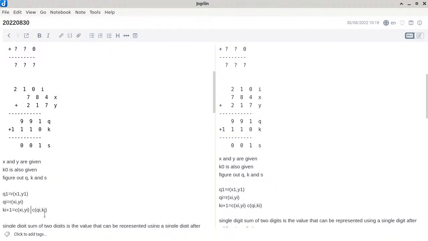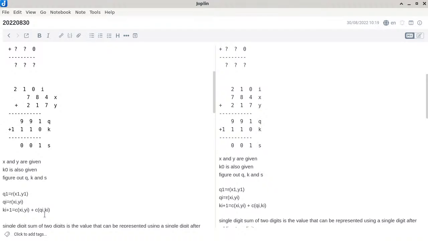What operator do I need to use at the blinky cursor to say, okay, this is how we combine c of xi, yi and c of qi, ki in order to figure out k of i plus 1? There's a very obvious answer. Okay, go ahead and we'll go with the obvious answer first. What operator can go here so that it would still give us the right answer? Addition. Okay, so we can use addition, and that works.